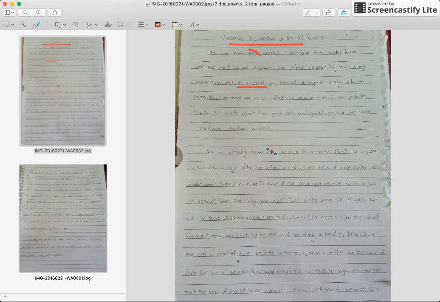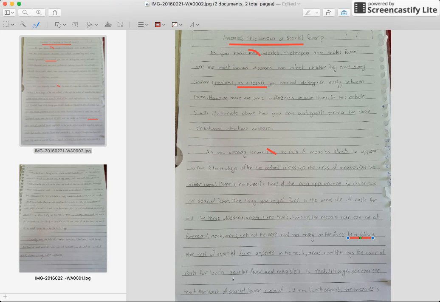In addition, the rash of scarlet. Okay, it's not in addition because you're contrasting, right? You're contrasting scarlet fever. Oh no, sorry. It is in addition. You're still talking about scarlet fever. Scarlet fever appears in the neck, arm, and legs. Oh, sorry. No, you're talking. Okay, no. Sorry. You're talking about the measles rash here, and now you're talking about scarlet fever. So you're contrasting scarlet fever. So you need to use some sort of connector that contrasts. So, in contrast, for example, the rash of scarlet fever appears in the neck, arms, and legs.